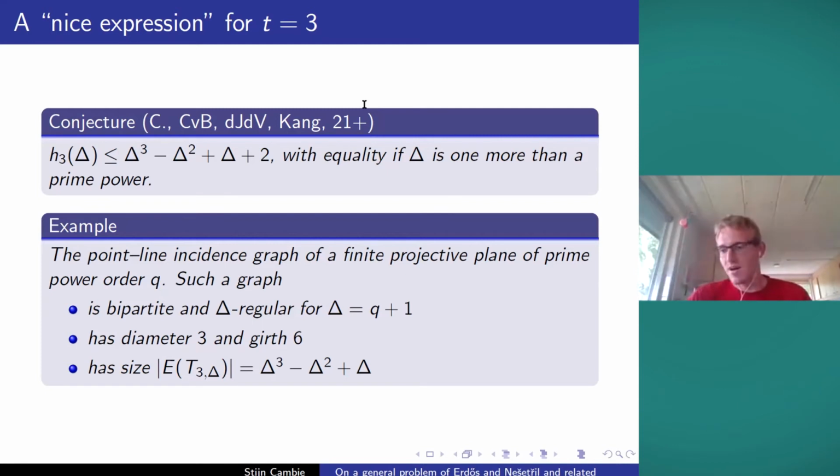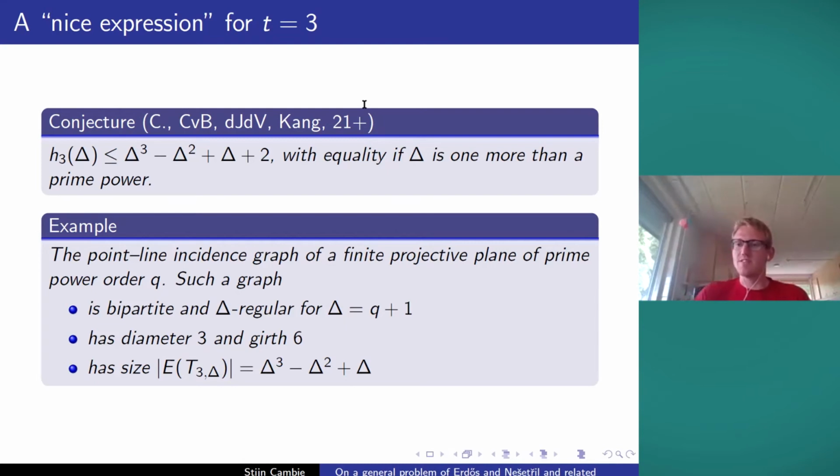So it is bipartite, it's delta regular, it has diameter 3 and also its line graph has diameter 3. It has girth 6, so no cycle C3, C4 or C5. And it has a size being exactly equal to the number of edges in the T3 delta, where T3 delta is the one as sketched before.